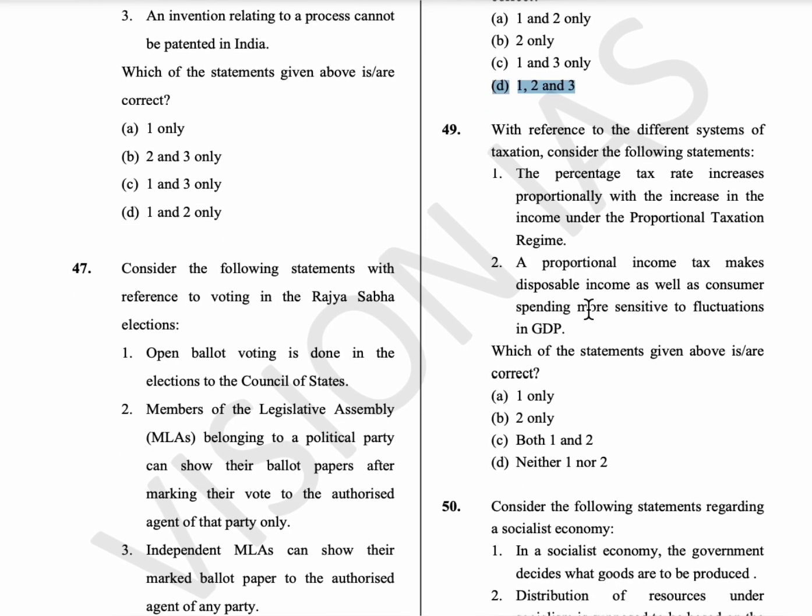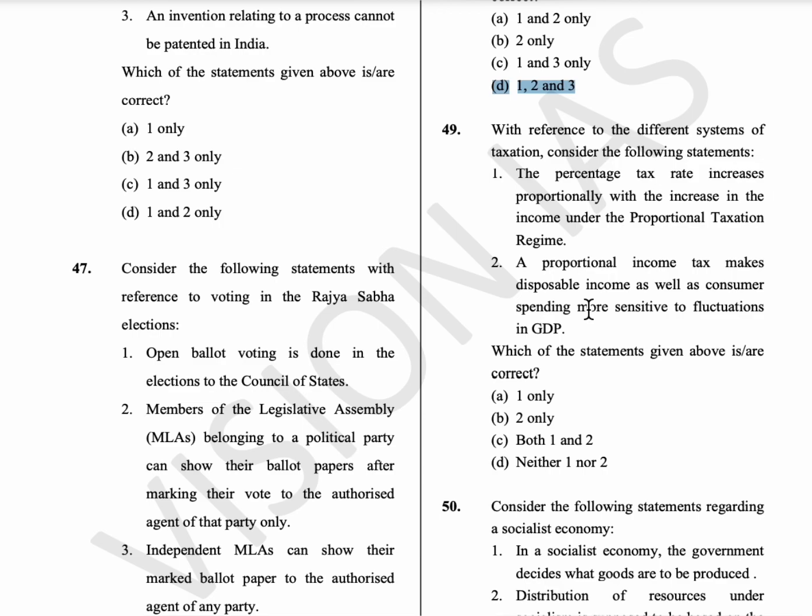With reference to the different systems of taxation, consider the following statements. The first statement is the percentage tax rate increases proportionally with the increase in income under the proportional taxation regime. So the first statement is wrong because the percentage of tax is the same for everybody regardless of their income in the proportional taxation system.